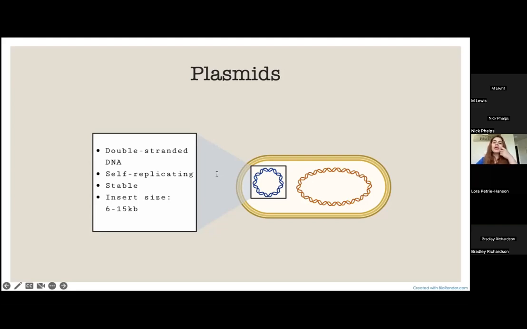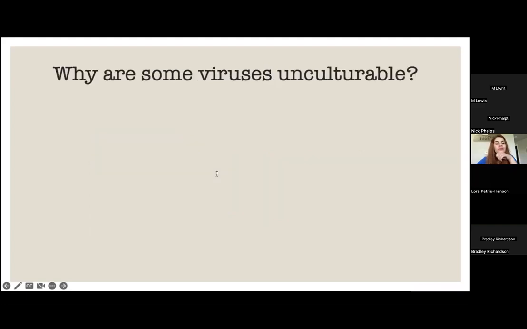And so how can we use this to improve detection and study of DNA viruses in fish? So I'm going to answer your question with another question. Why are some viruses unculturable?